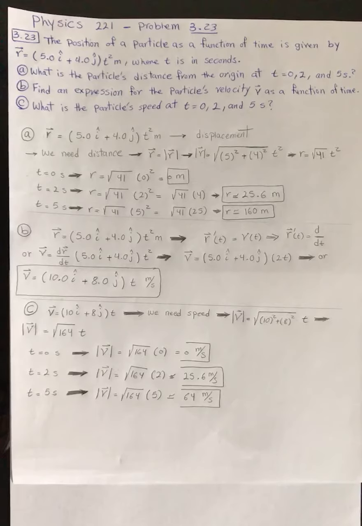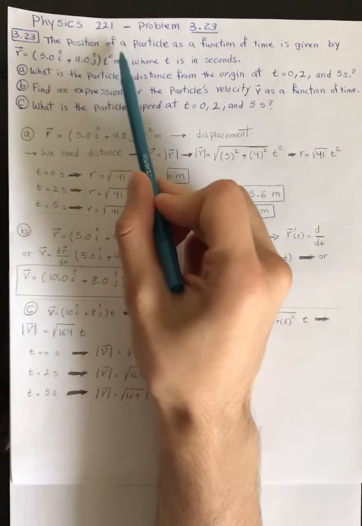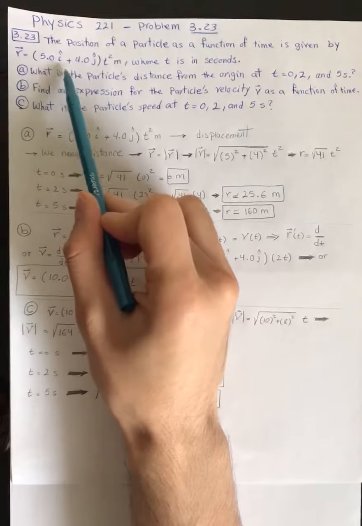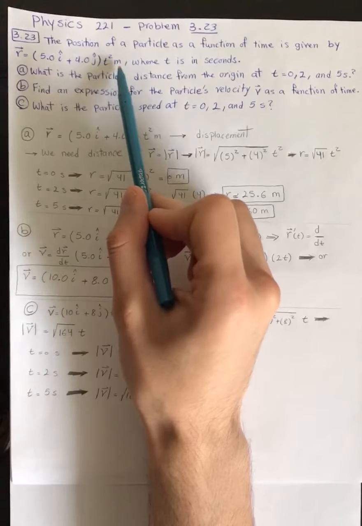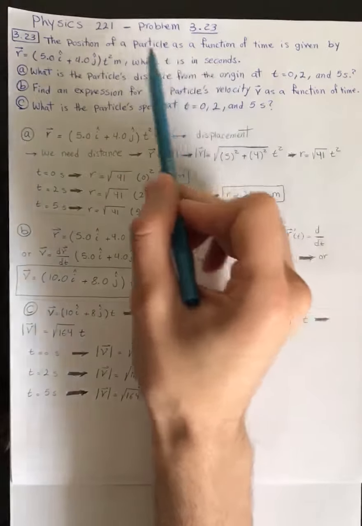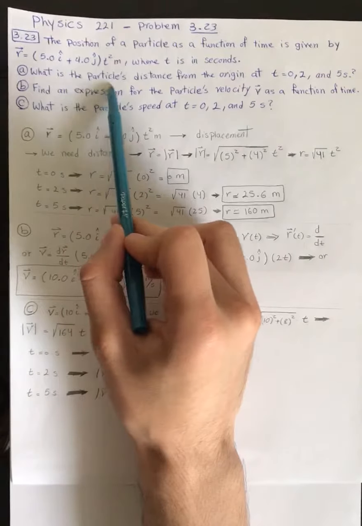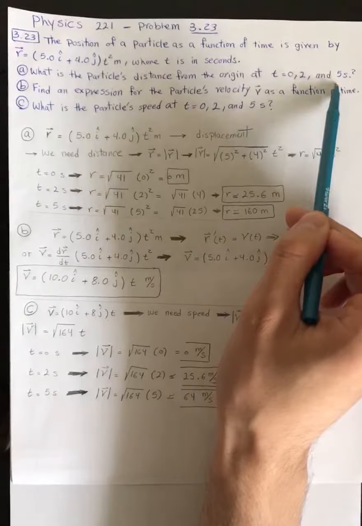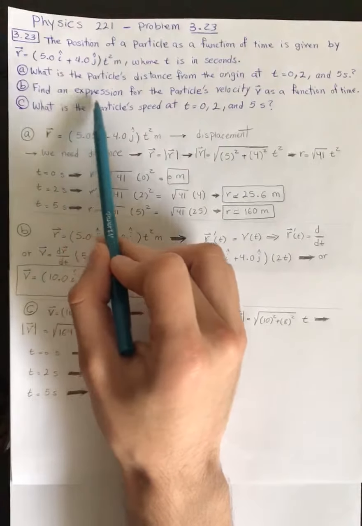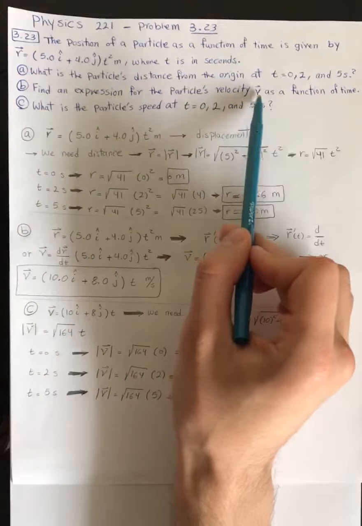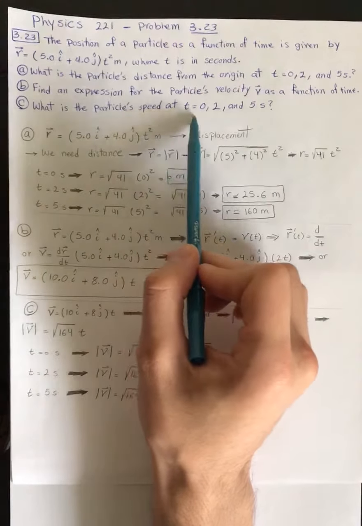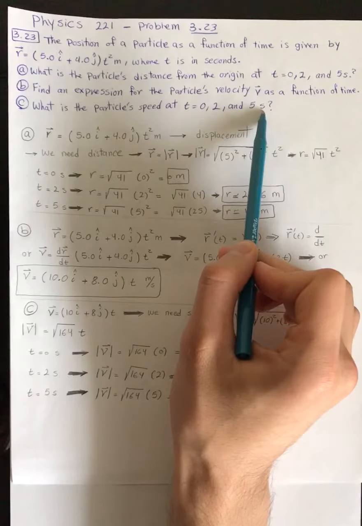Today I'm going to talk about problem number 23 of chapter 3. The problem is that the position of a particle as a function of time is given by r equals 5i plus 4j t squared, in meters, with t in seconds. A. What is the particle's distance from the origin at t equals 0, 2 and 5 seconds? B. Find an expression for the particle's velocity v as a function of t. C. What is the particle's speed at t equals 0, 2 and 5 seconds?